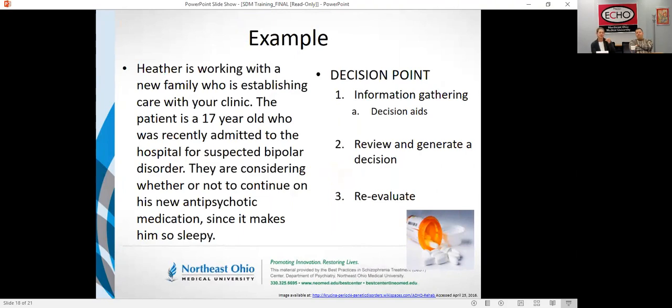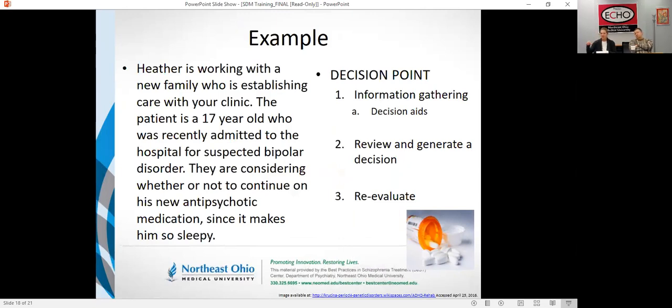The patient and his family are considering whether or not they want to continue on the antipsychotic medication that was started because it really makes him incredibly sleepy. He has a difficult time getting up. He's falling asleep in class, so it seems like it's causing some trouble. So in the information gathering standpoint, what would be important? Maybe this individual in the family, it's really important that he finishes school. So that may be a goal, a driving factor.